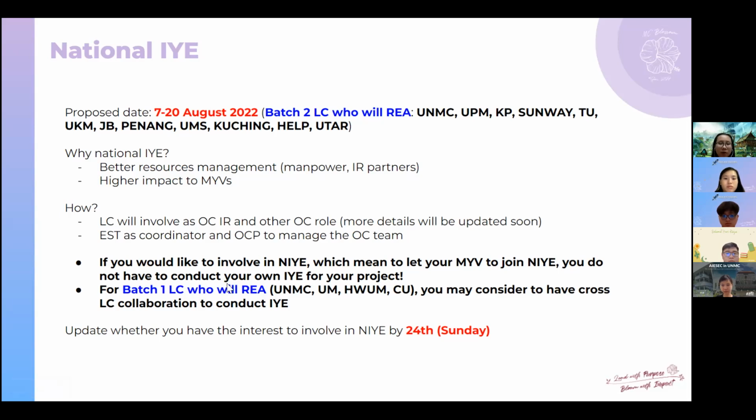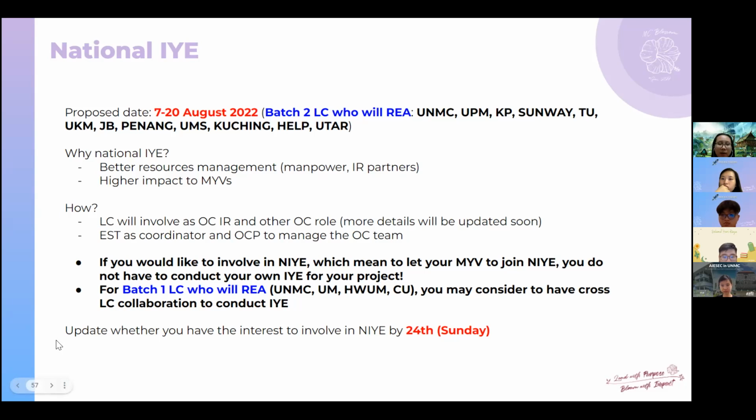And also for batch 1 LCs, we realize that UNSC, UM, and Harry want to see you because the timeline is not aligned. And currently I don't have the capacity to run two national IYEs, so you will have to consider cross LC collaboration as well. Which means that for all these four LCs, you have to collaborate together to conduct one IYE. And if you want to consider this, I will see how I can support you all for this cross LC collaboration.